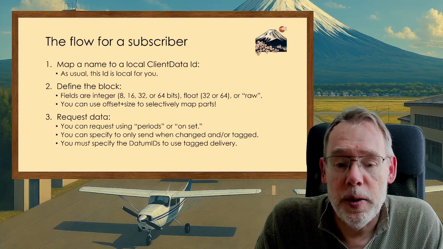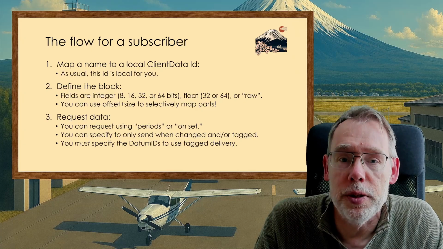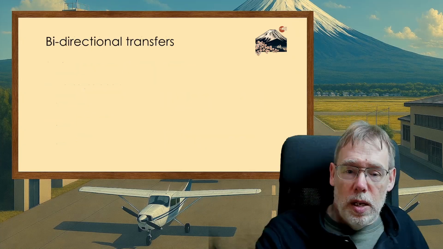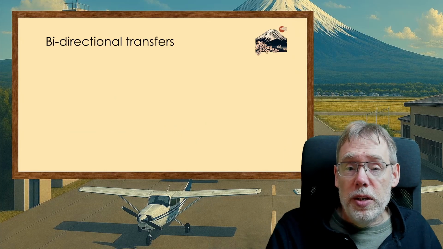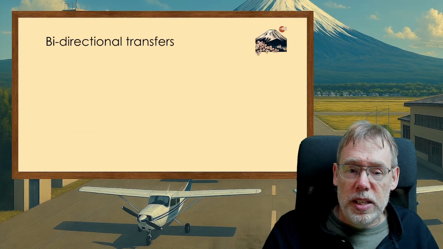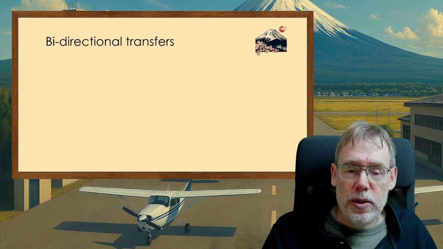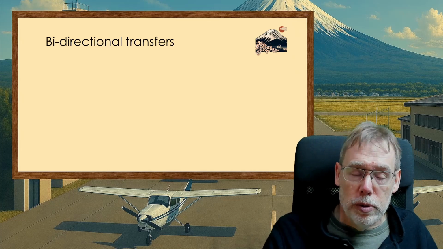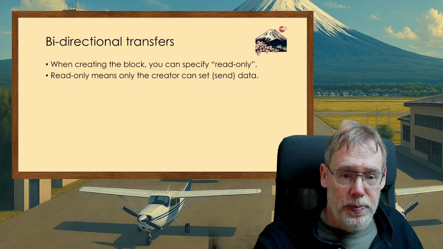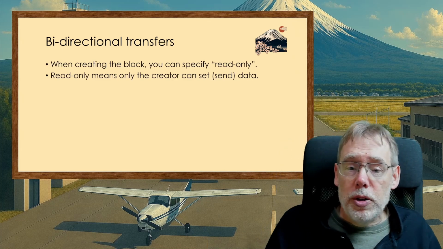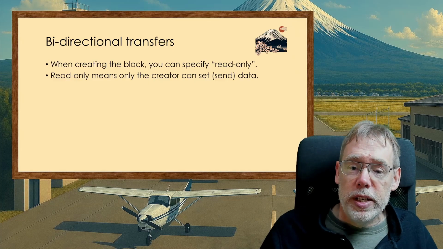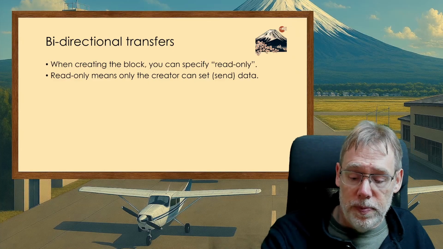You specify which fields you want and you give them a datum ID, and that is the datum ID used for the actual messages that you receive. Now, I've already noted that when you create the area, you can specify who can write to it. This means you can have bidirectional or multi-directional transfers. When creating the block, you can specify read-only, and read-only means only the creator can set data.